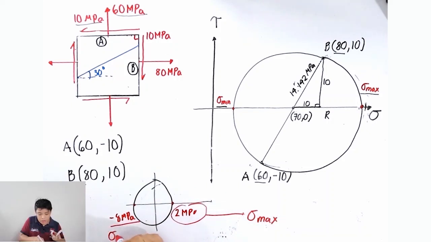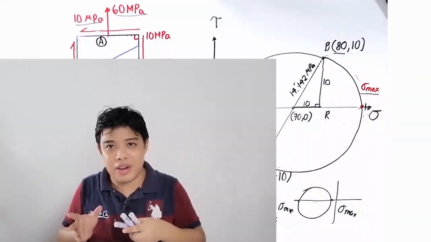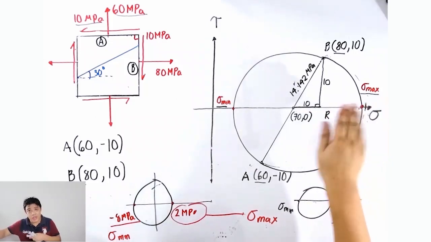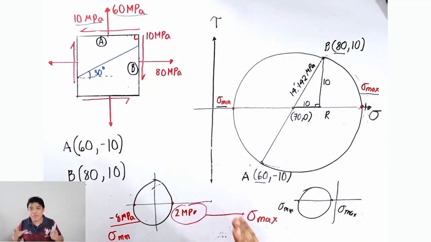This one will serve as the sigma min. So you always consider the sign, and you just interpret it practically based on the requirement of the problem. For example, this is your Mohr circle and the problem asks, what is the greatest compressive stress? You should answer 8 megapascal. I hope that's clear. This is just a mathematical designation, that sigma max is always on the right and sigma min is always on the left side of your Mohr's circle.